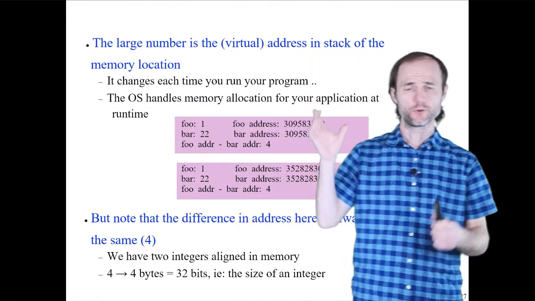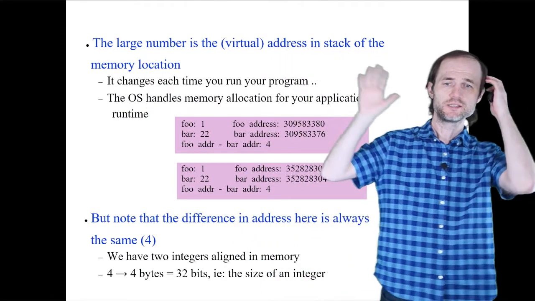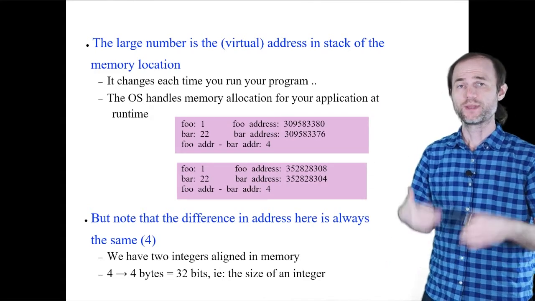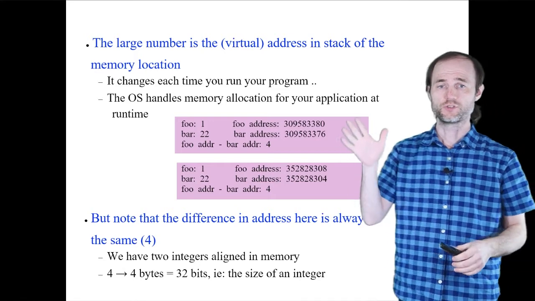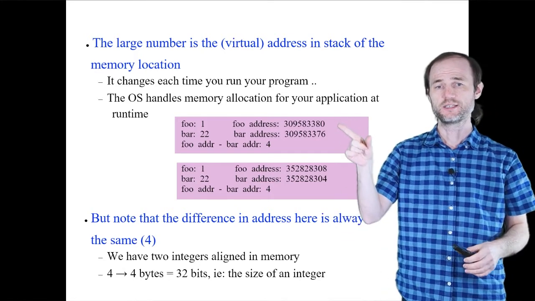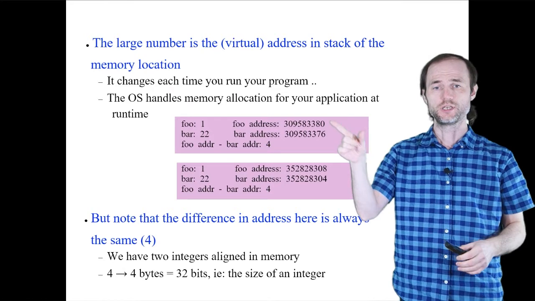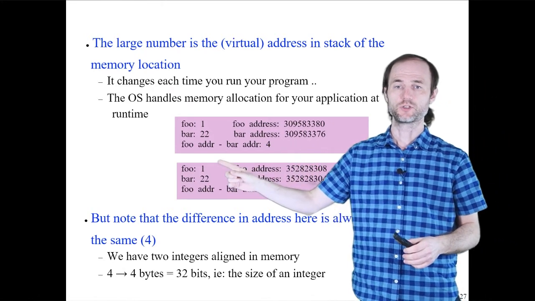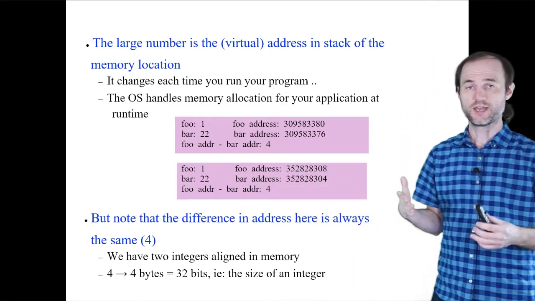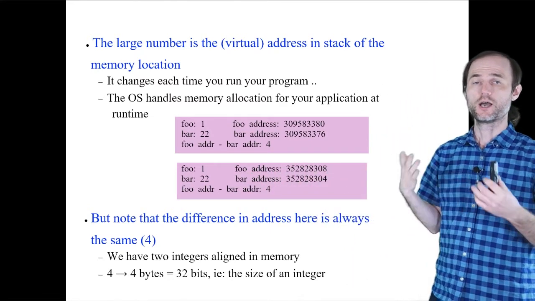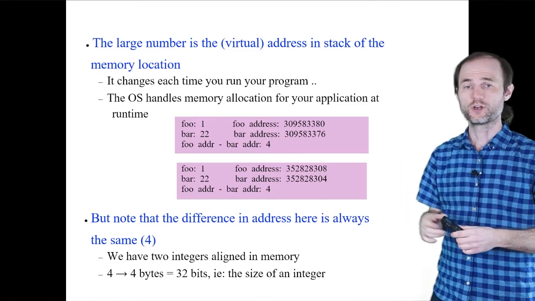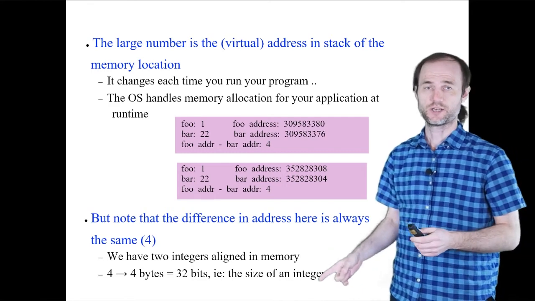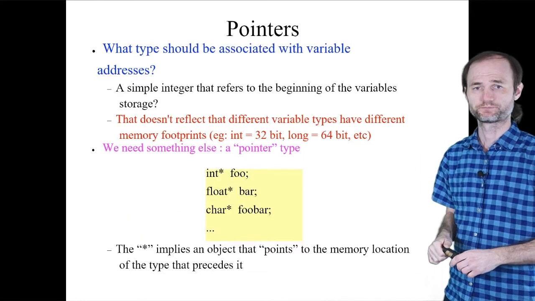The large number that we saw is the address in the stack of the memory location. Every time you run the same program, it changes. So for instance, if you run it twice, you will see that the addresses are going to be different. But what is going to be the same is the difference between the addresses of the foo and bar variables. That difference will always stay constant, equal to the size of the variable, namely 4 bytes. That is precisely the size of an integer, just as we discussed.